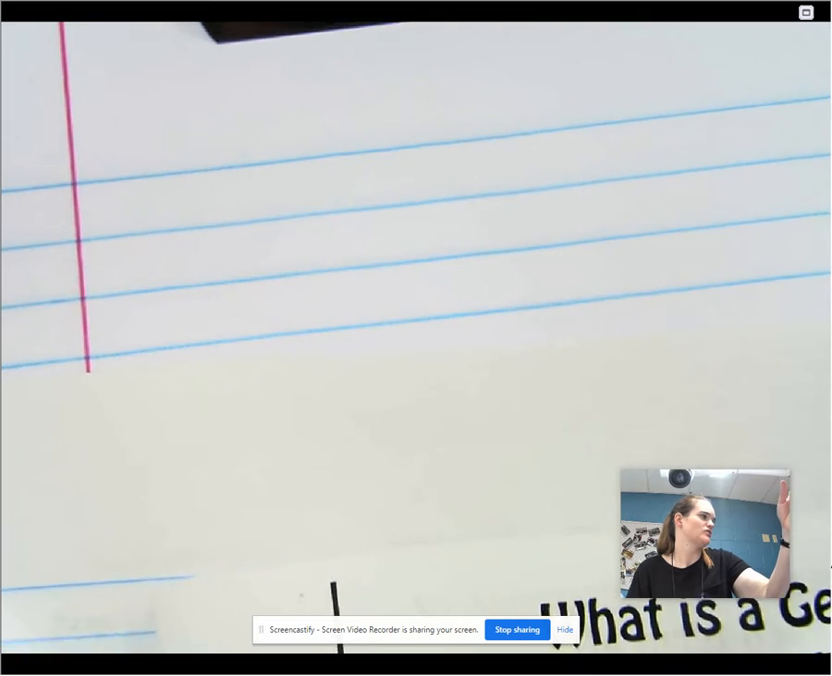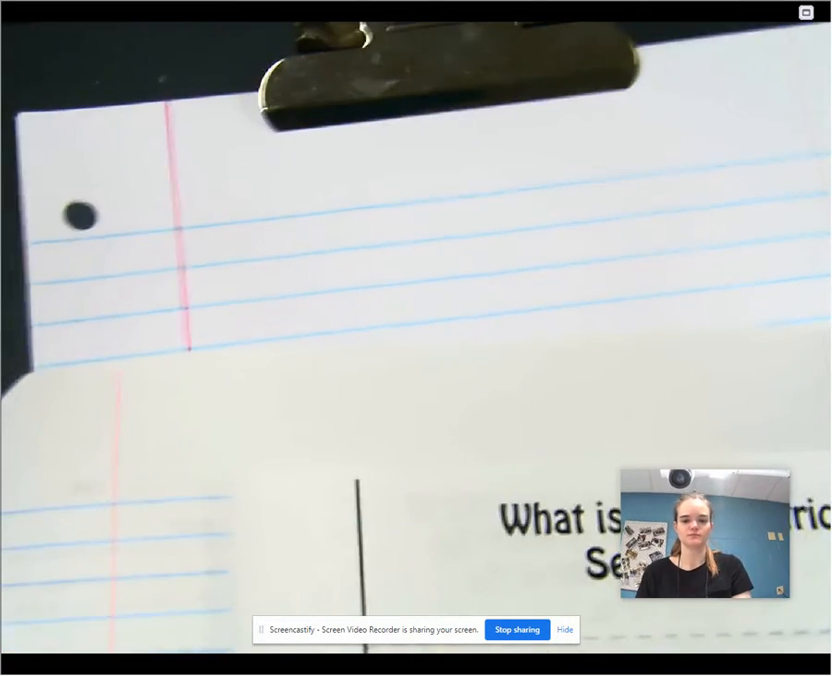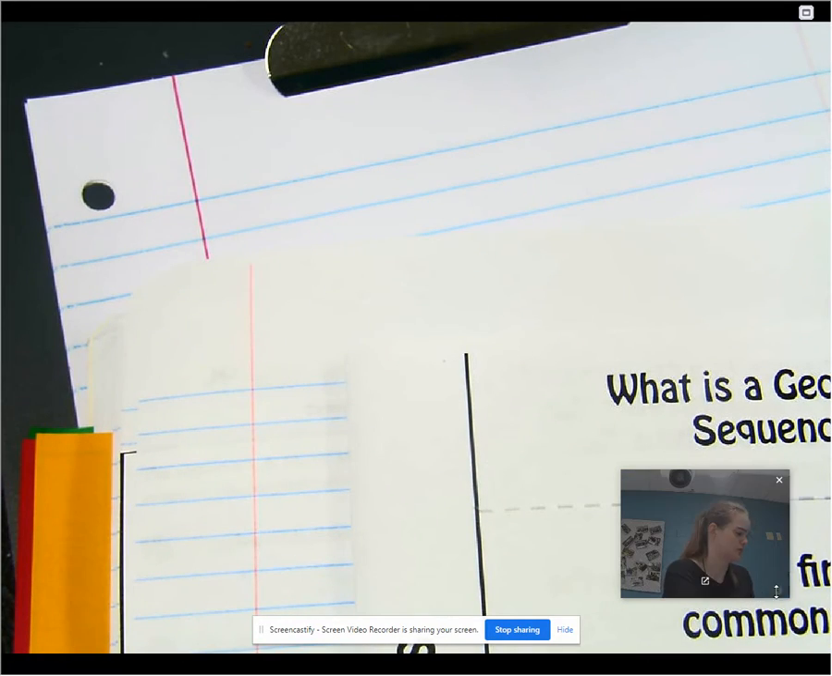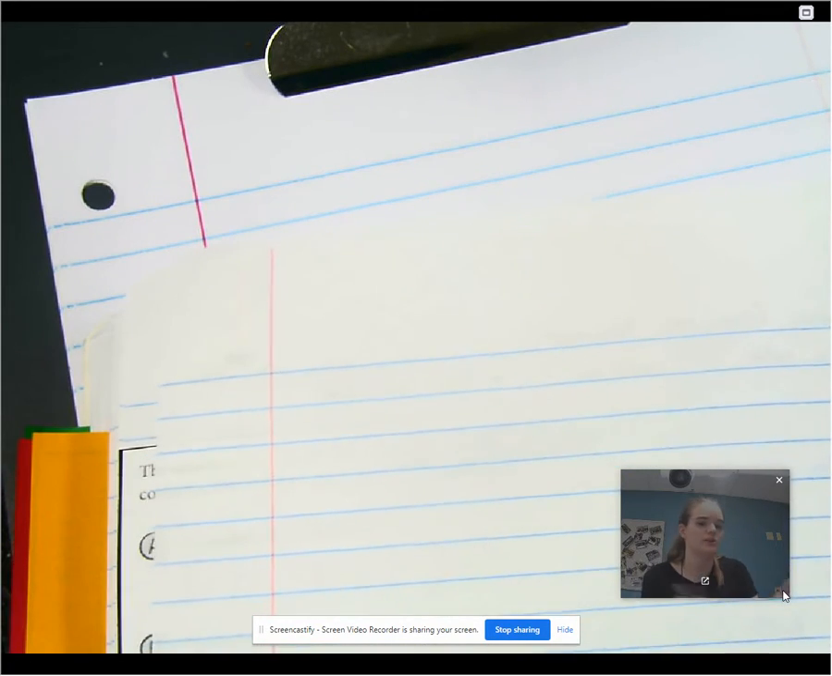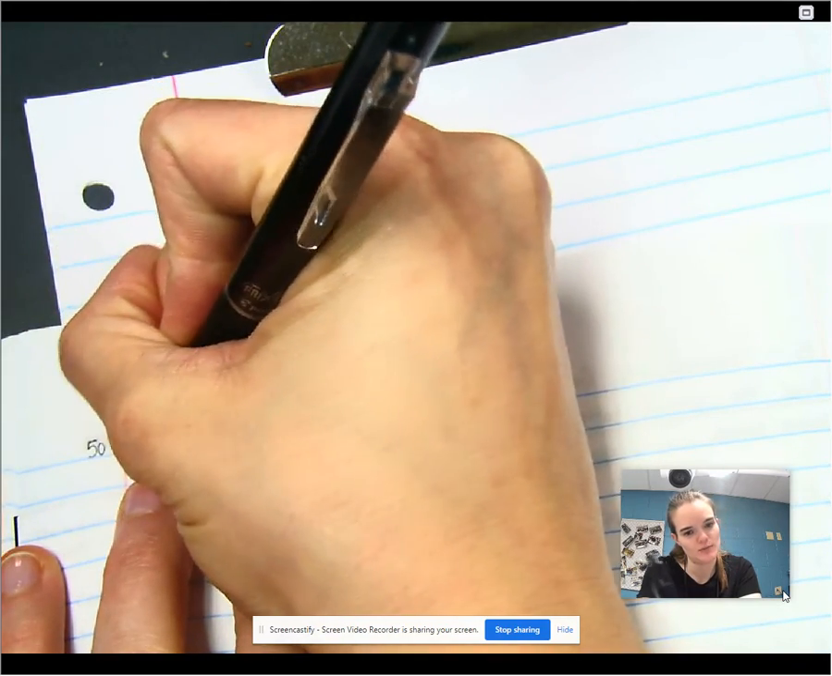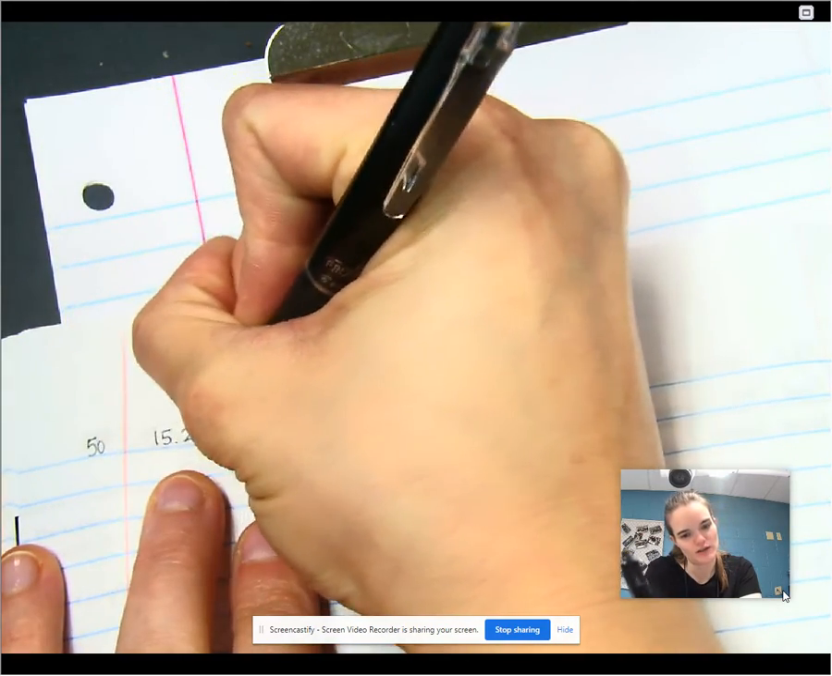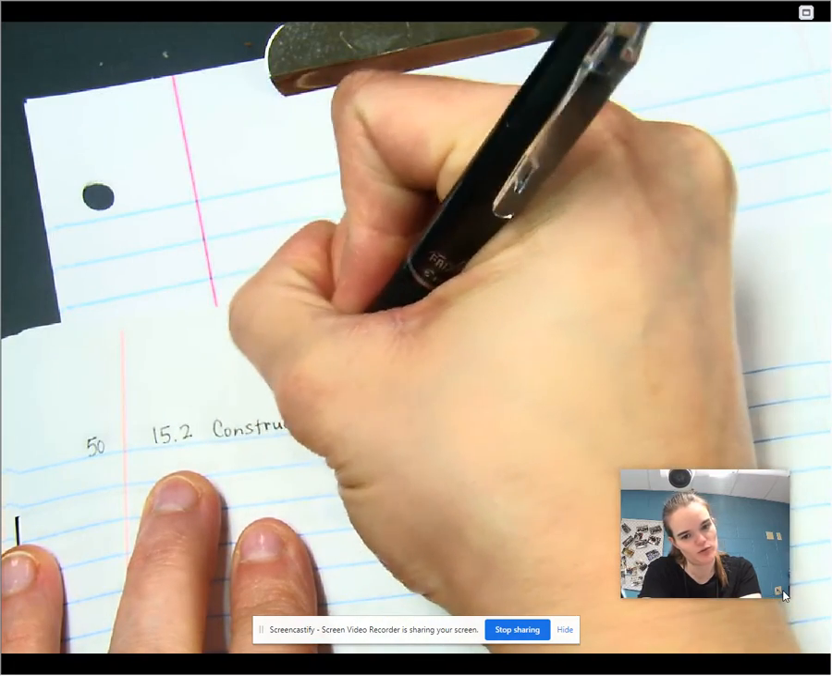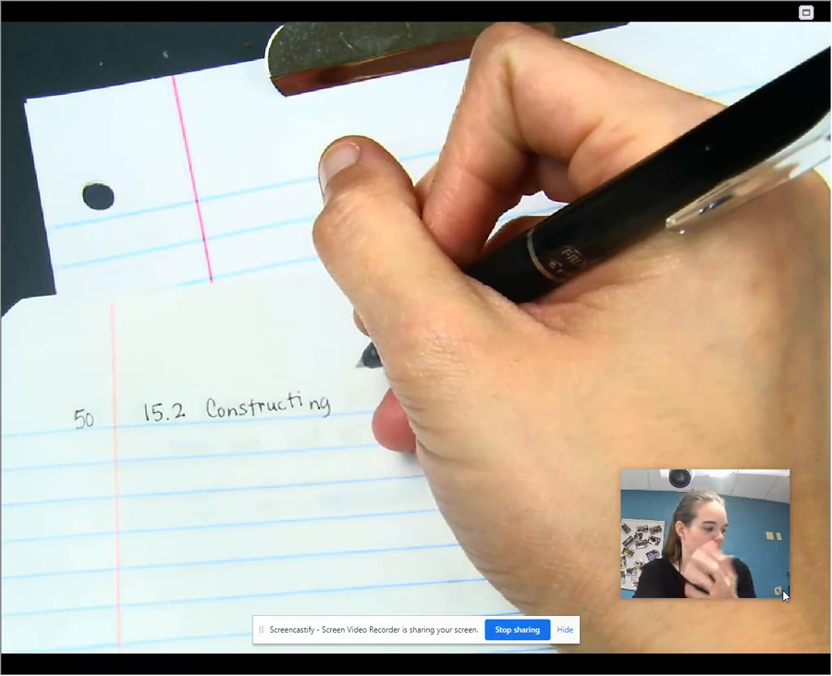Okay, today we're going to talk about geometric sequences again, but we are going to specifically talk about the ways to write the formulas in geometric sequences. So, read your notebook on page 50 and 51. You're going to label 50 and 51, 15.2, constructing geometric sequences. And then you're going to take the foldable that you either have or you're writing on page 50.